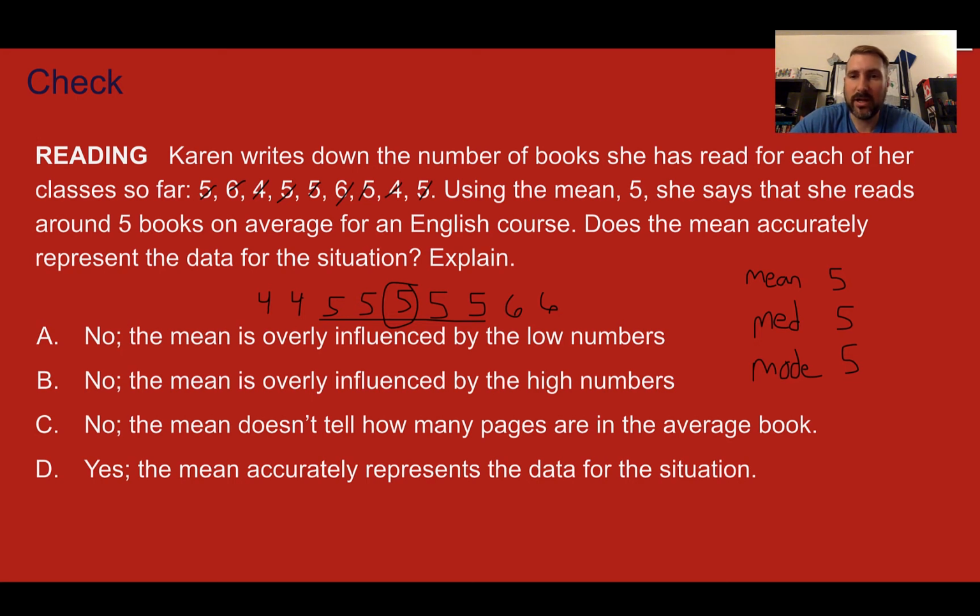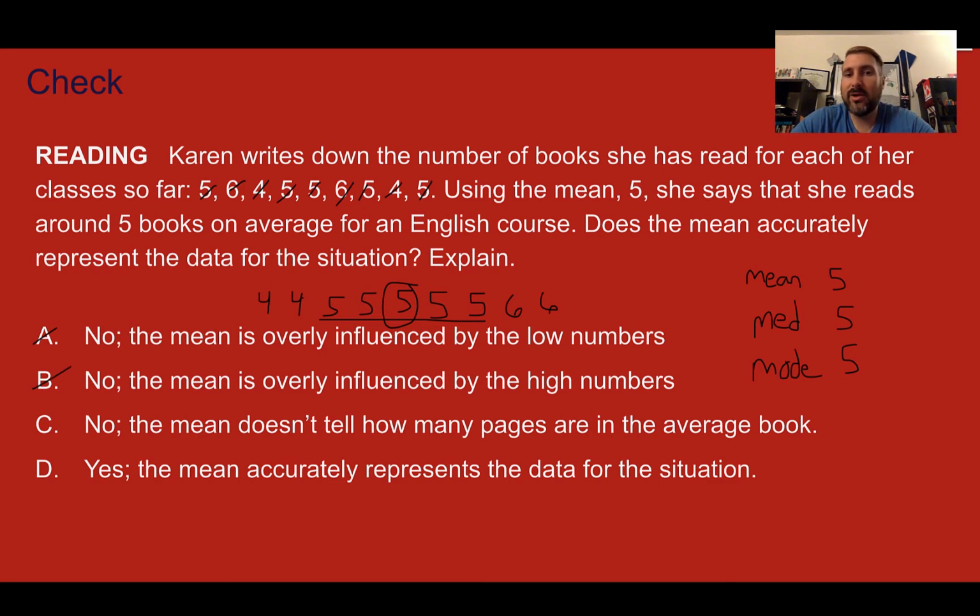So, is the mean an accurate representation? If the mean's 5, the median's 5, the mode's 5, I would say 5 is probably in the middle, an average number. So A is no, the mean's overly influenced by the low numbers. The 4 doesn't really pull it down. Influenced by the high numbers. The 6 is not really pulling it up.